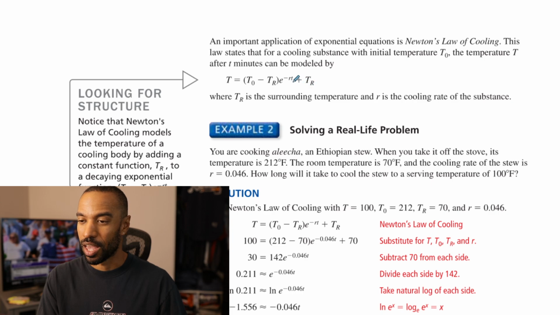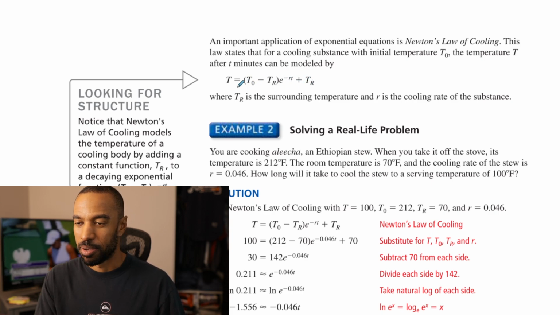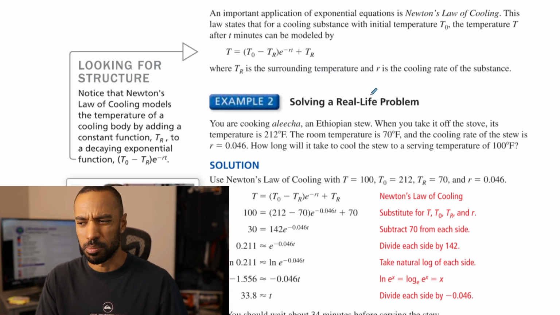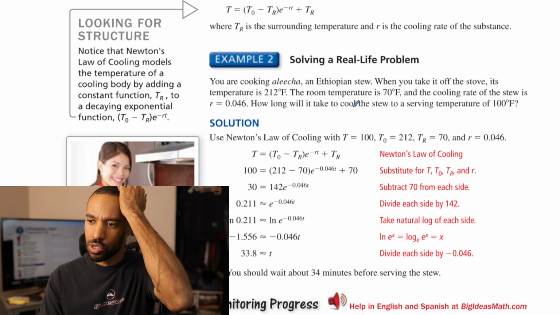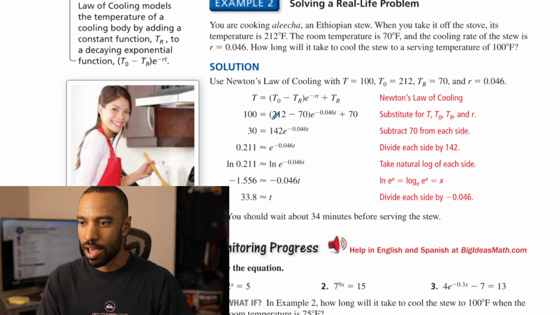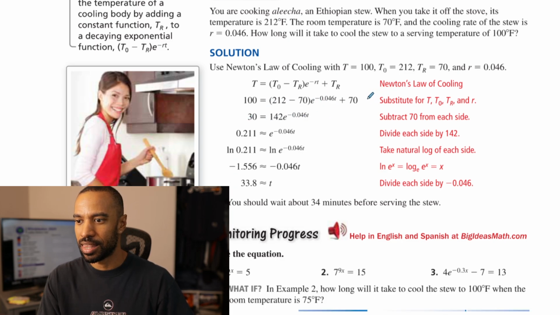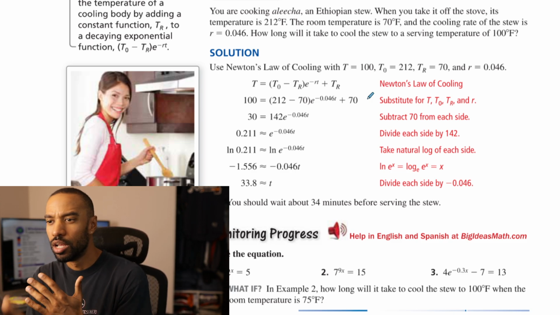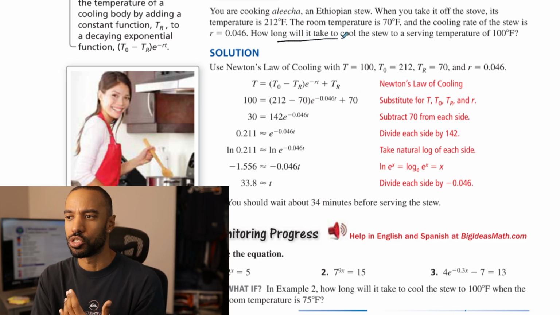That's new to me. So we'll probably have to copy and paste this later, where T sub R is the surrounding temperature and R is the cooling rate of the substance. We're probably doing just substitution and then solving. Use Newton's law of cooling with capital T is 100, T naught is that. So we substitute some values, we do some simplification, and then they want you to solve for what time, lowercase t, how long will it take to cool this to here.